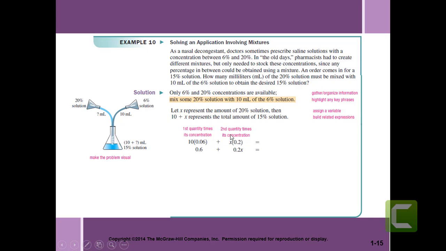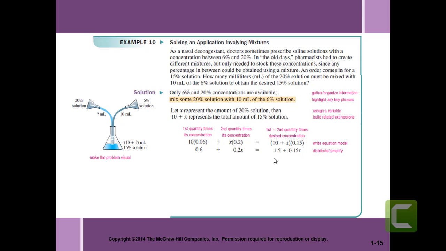Then plus X times this concentration. So we're saying, okay, 10 milliliters of this concentration plus X milliliters of this concentration, right, is going to equal what? Well, X plus 10, whatever that amount is, times what percentage? 15%, or 0.15. And so that should equal this. If we simplify it, we get this plus this should equal this. Okay, and there is our equation.